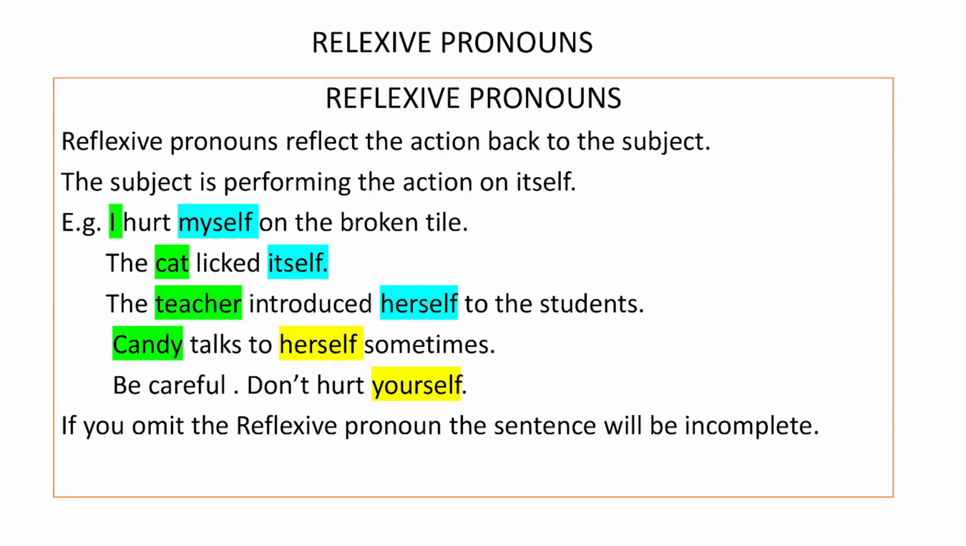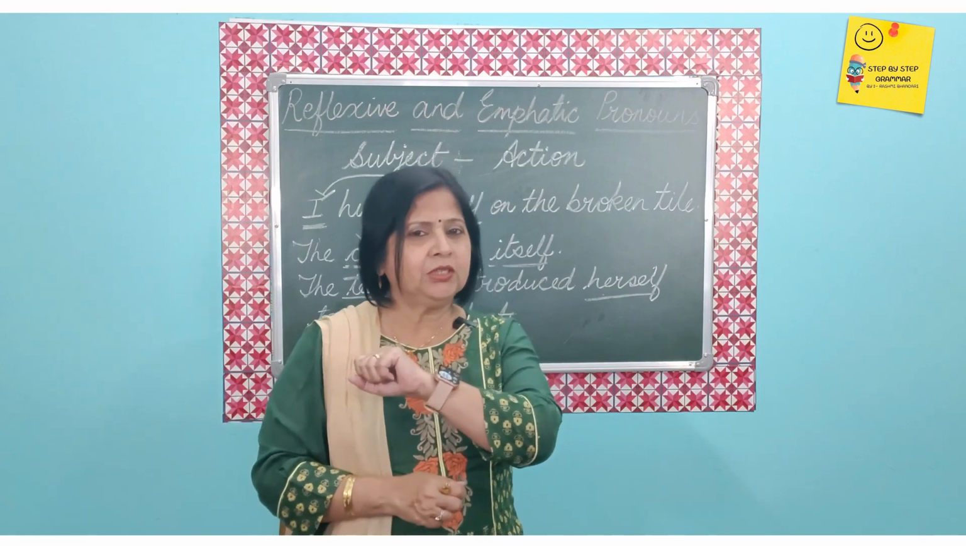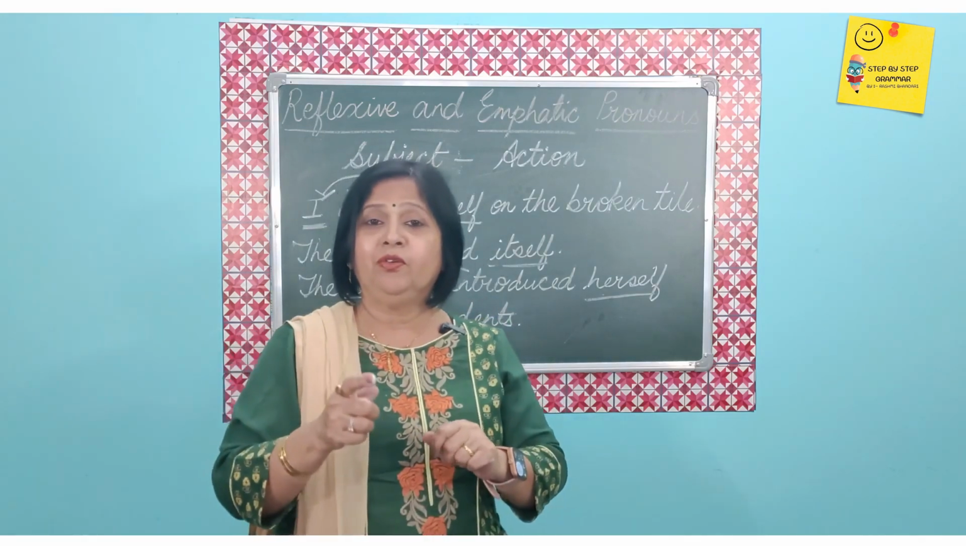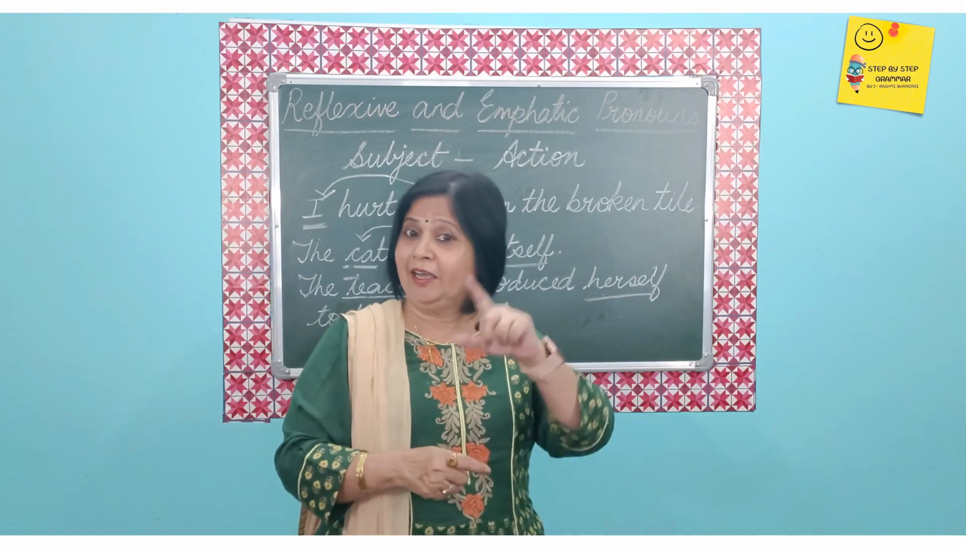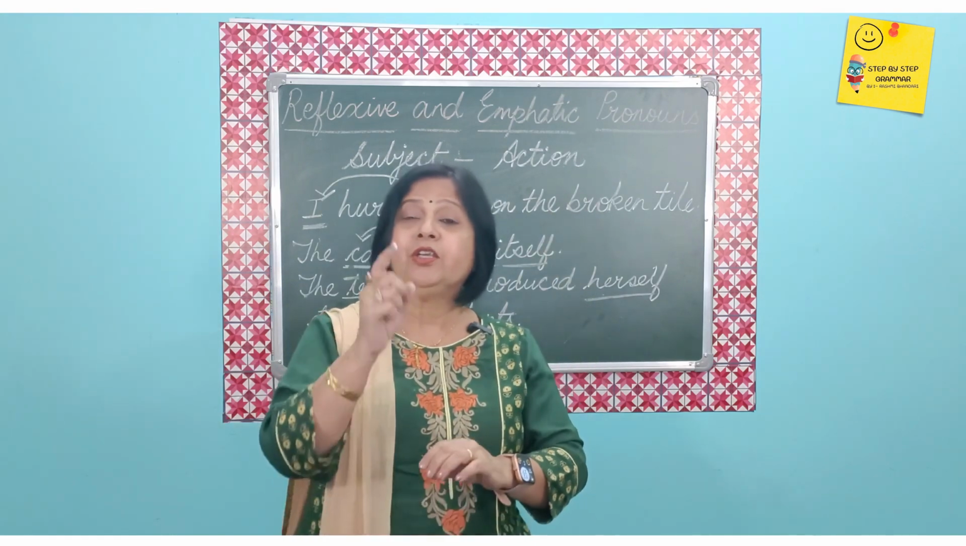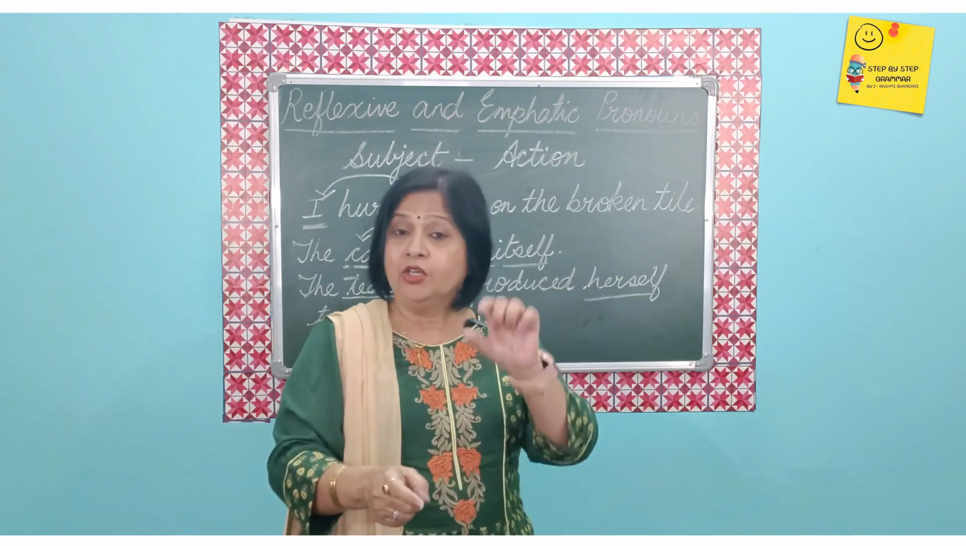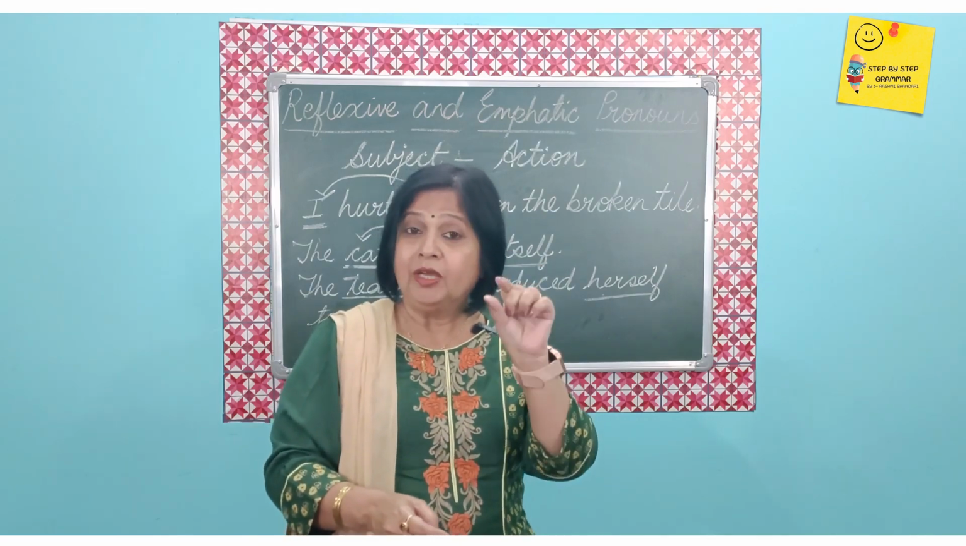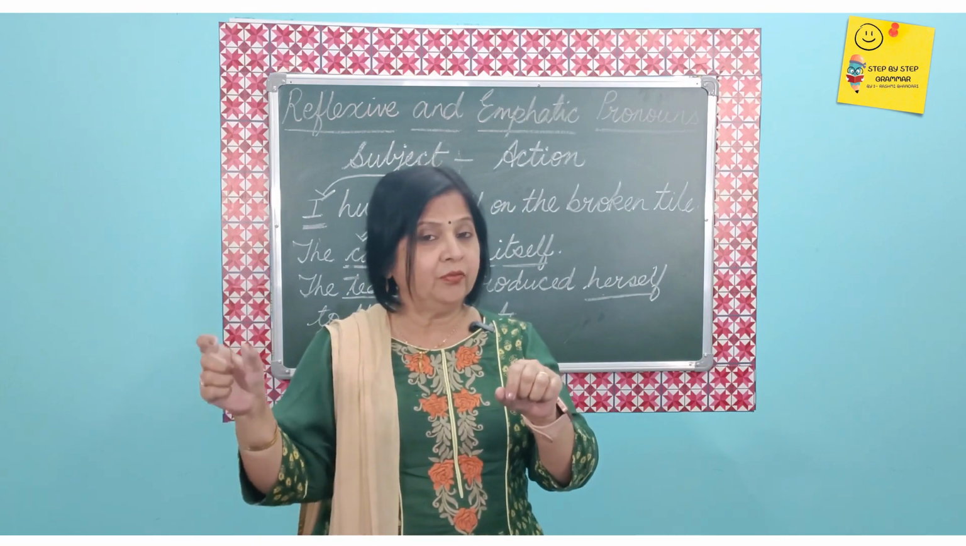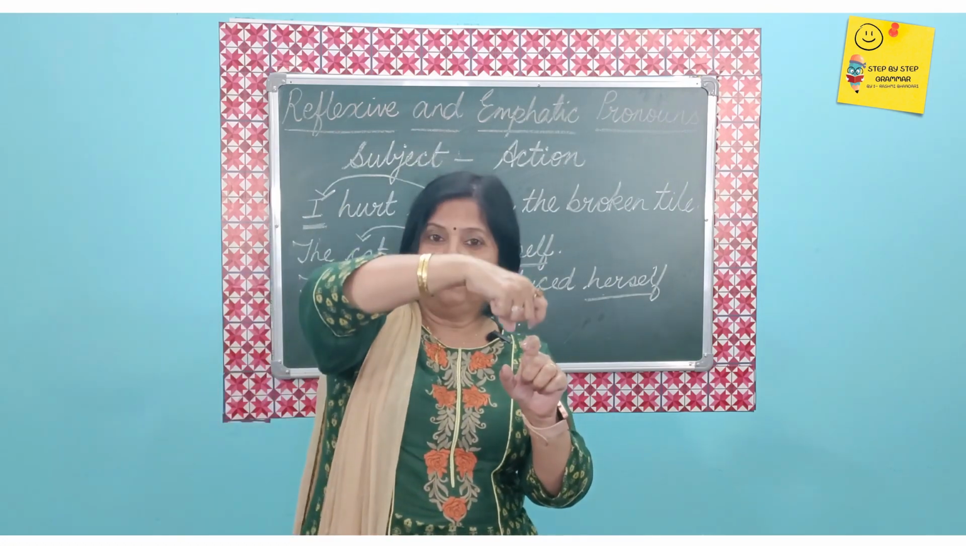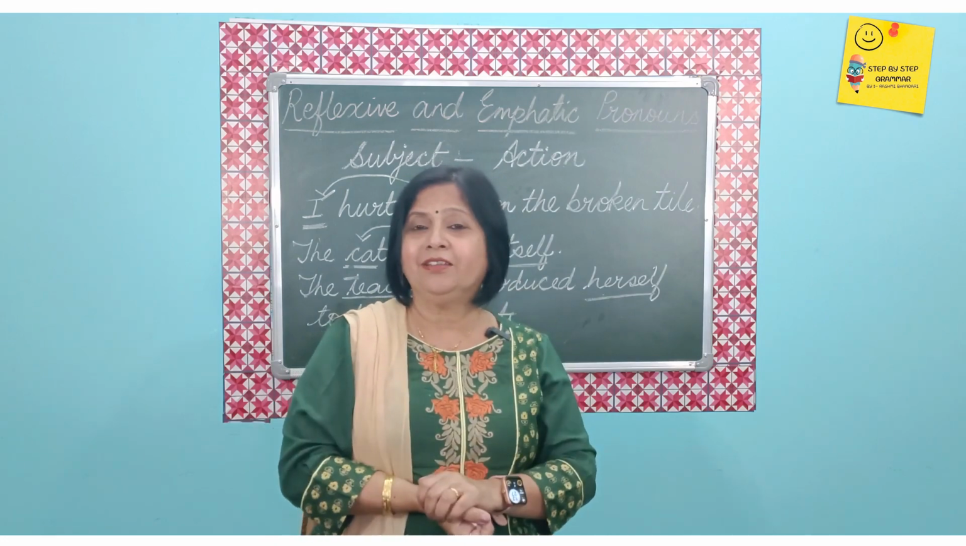Two more sentences again. Candy talks to herself sometimes. Whom is Candy talking to? To herself. So the same person. Or, I talk to myself sometimes. Similarly, be careful, don't hurt yourself. Now in this sentence, you must be thinking there is no subject. But you remember imperative sentences that we have done in kinds of sentences; you can watch that video again. It means you don't hurt yourself. So the hidden subject is you, and the reflexive pronoun yourself is being reflected on you. So these are the reflexive pronouns.